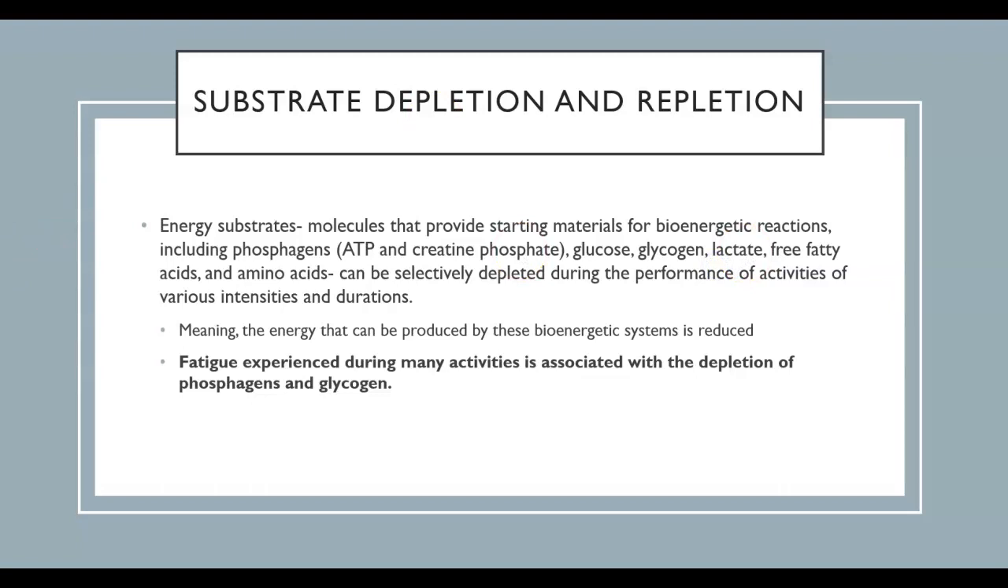So energy substrates are molecules that provide starting materials for bioenergetic reactions, including phosphagens, which are ATP and creatine phosphate, along with glucose and glycogen. Glycogen is just stored glucose in the muscle. Lactate, free fatty acids, and amino acids can be selectively depleted during the performance of activities of various intensities and durations.